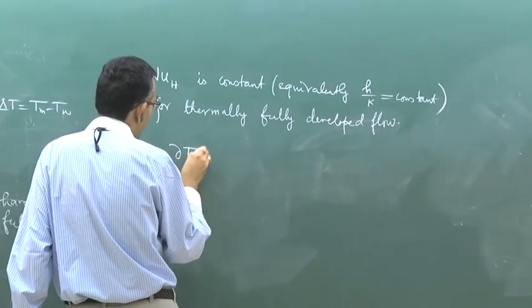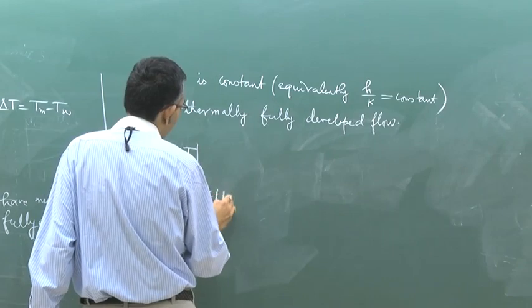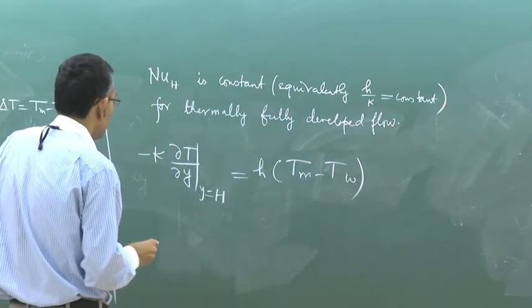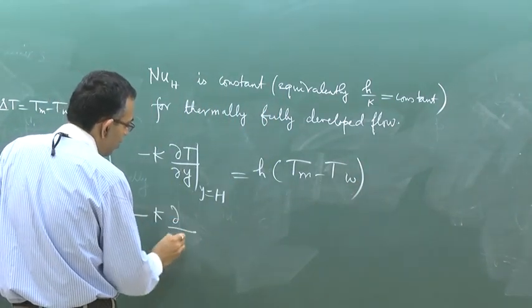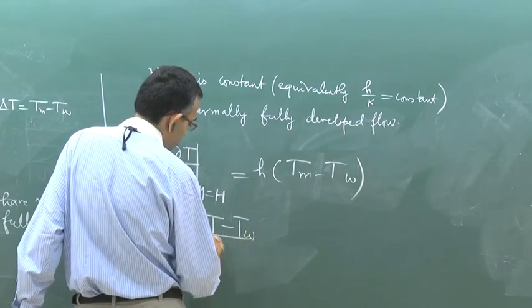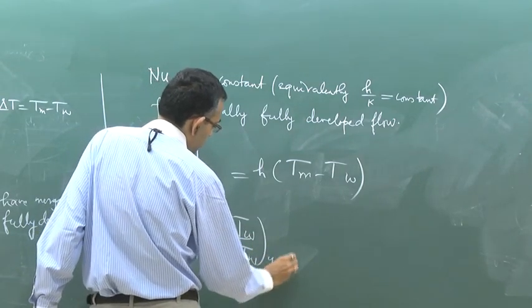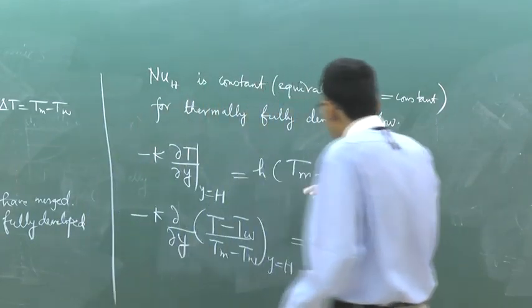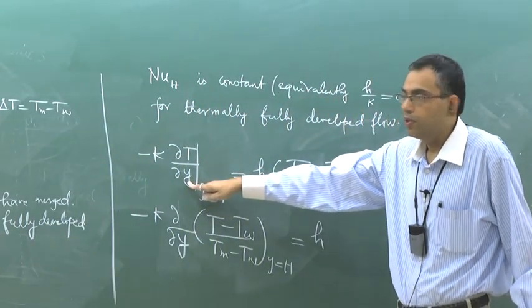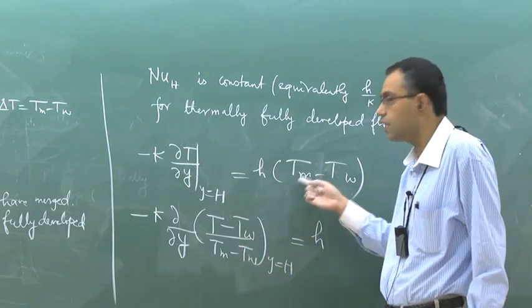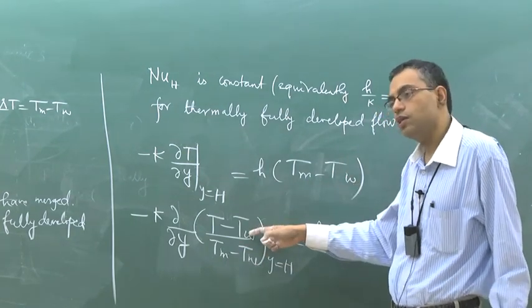Now, we will try to manipulate this equation, minus k del T del y at y is equal to h, into T m minus T wall. So, in place of this we can write minus k del del y of T minus T wall. See, this is a y derivative. Because this is a y derivative, any function of x is like a constant with respect to it. So, we have taken this within the derivative. These are all functions of x, and T wall is also a function of x.